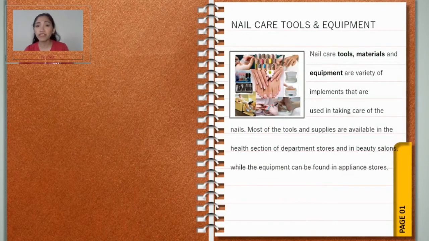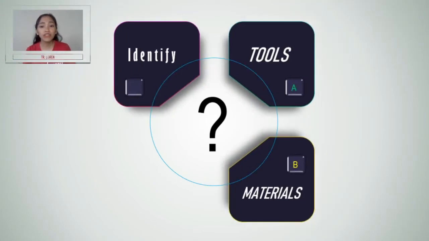Now, nail care tools and equipment. Today, we will discuss the nail care tools and equipment. Nail care tools, materials, and equipment are a variety of implements that are used in taking care of the nails. Most of the tools and supplies are available in the health section of the department store and also in beauty salons, while the equipment can be found in appliance stores. So how are we going to identify the tools, materials, and also the equipment?